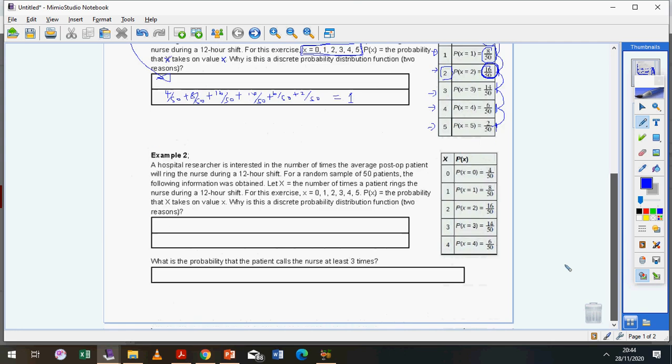Let's look at this second one. I think it's the same example. Why is this a discrete probability distribution function? I don't know why I wrote this twice, but okay.